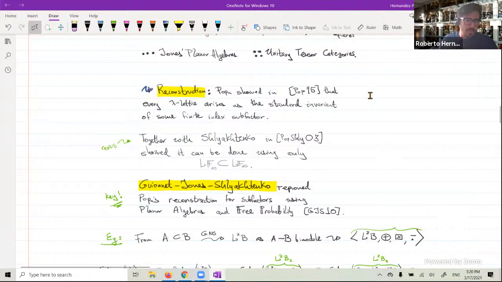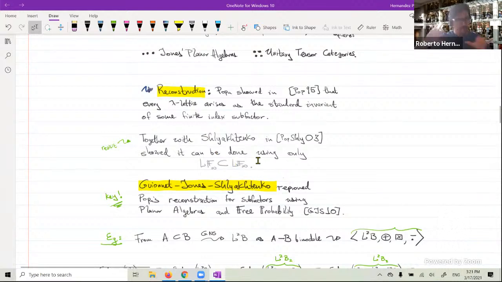Where Sorin Popa back in '95 was able to show, using hard functional analysis, that every such lambda-lattice, aka standard invariant, arises as the centralizer algebras for some finite index subfactor. And then a few years later, together with Dimitri Shlyakhtenko, showed that any standard invariant can really be achieved using subfactors of the free group factor, L(F infinity).